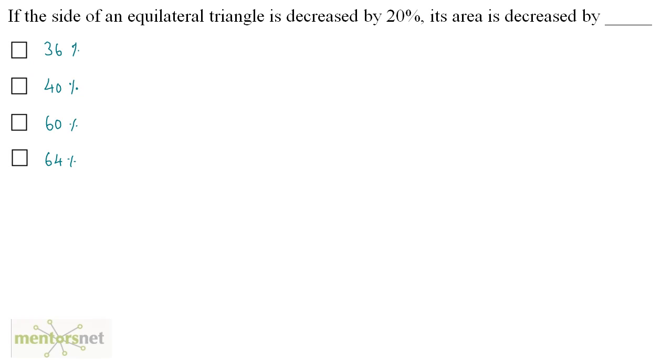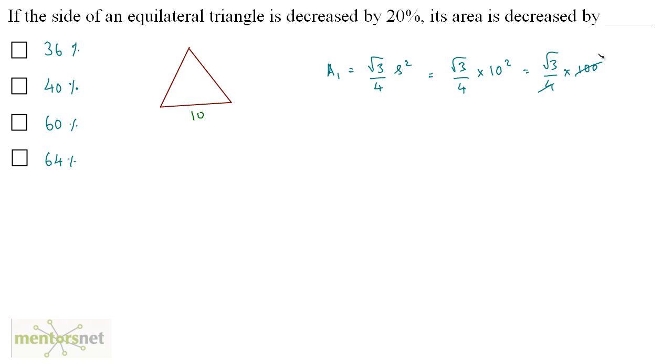If the side of an equilateral triangle is decreased by 20%, its area will be decreased by how much percent? So this is our equilateral triangle. Let us assume that the side of this equilateral triangle is 10. Now what will be the area? So the area, let us denote it as A1, will be root 3 by 4 times the side square, that's root 3 by 4 times 10 square, that's root 3 by 4 times 100. Okay, so 4 times 25 is 100. So therefore we have A1 is equals to 25 root 3.